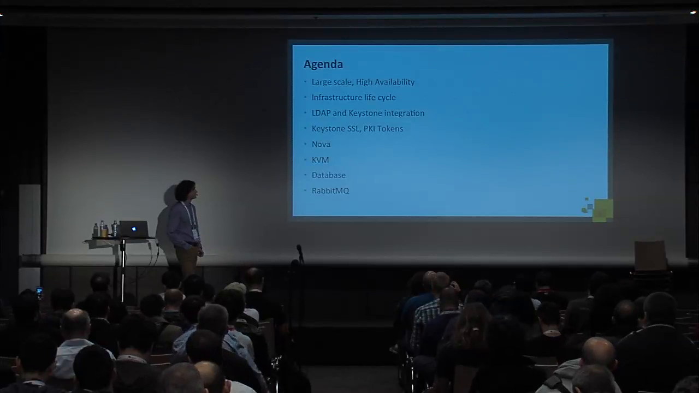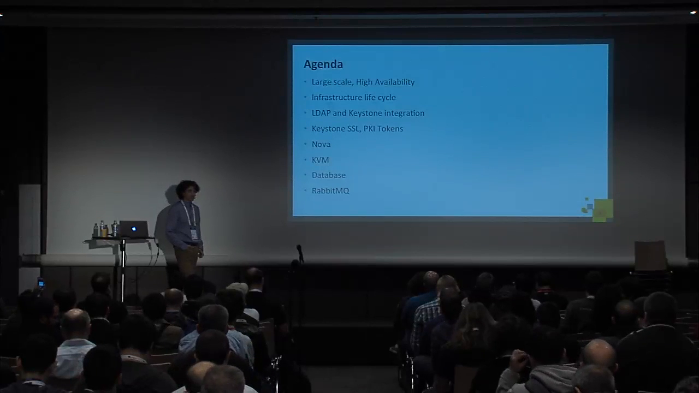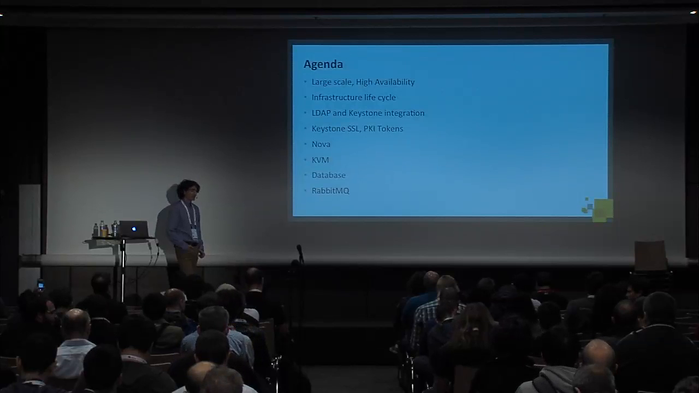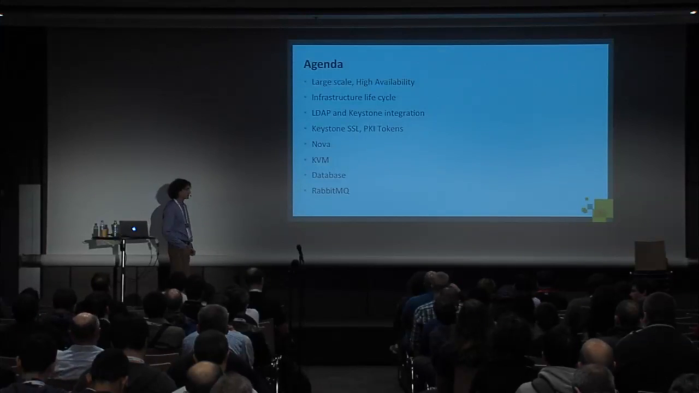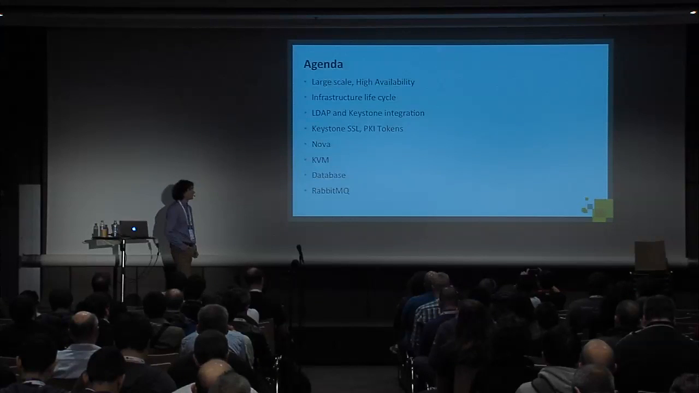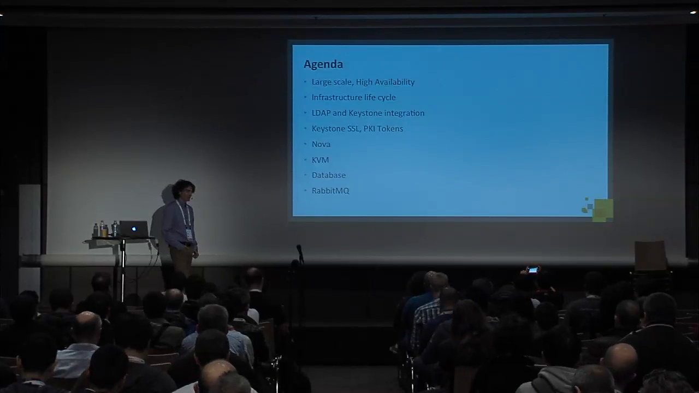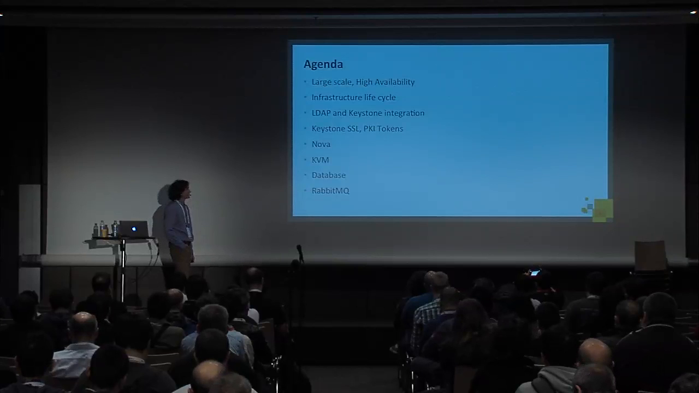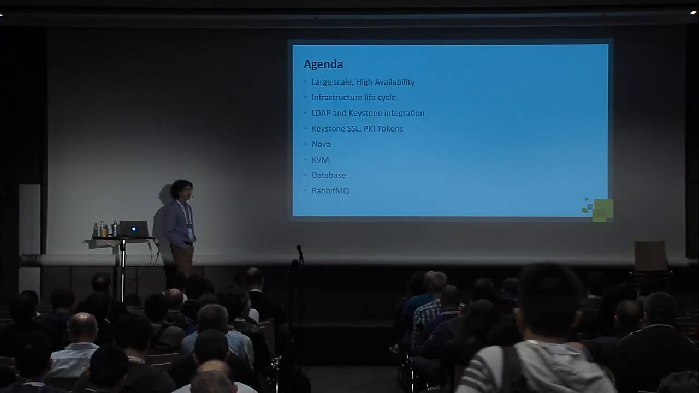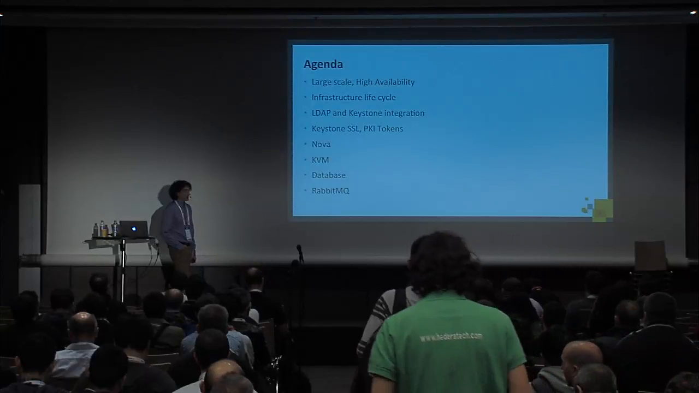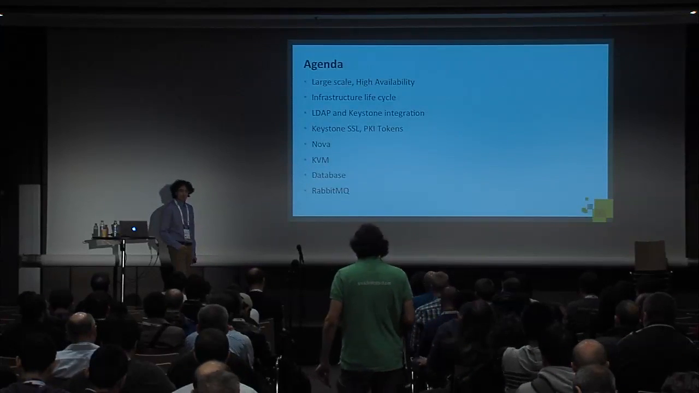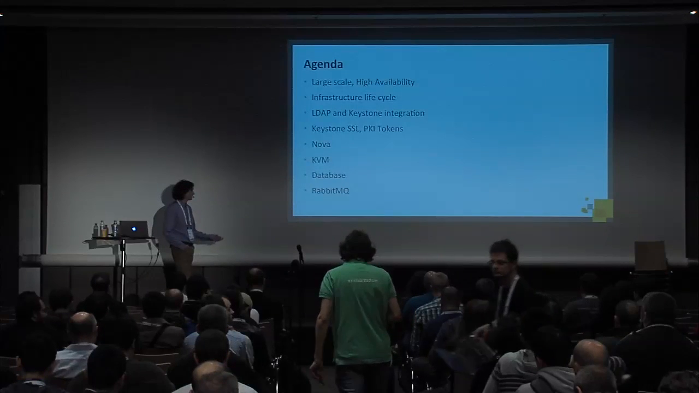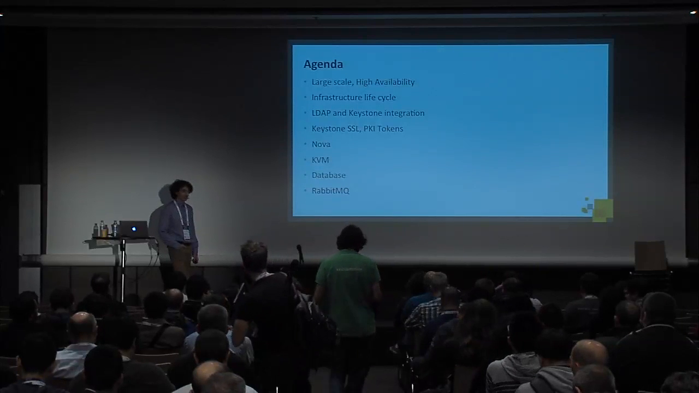The next topic is going to be about how we've integrated Keystone and the auth services with our enterprise directory, which is LDAP. The next topic is about securing Keystone and about PKI tokens. My colleague Raj is going to come in later and talk about Nova and some of the KVM tunings and also the database tunings, and lastly, the RabbitMQ cluster.